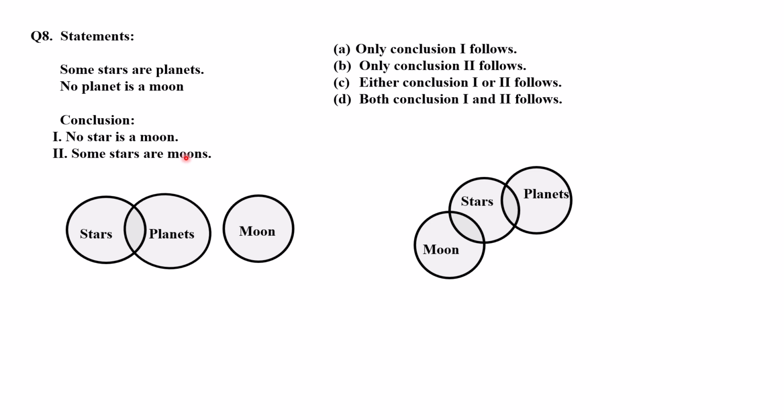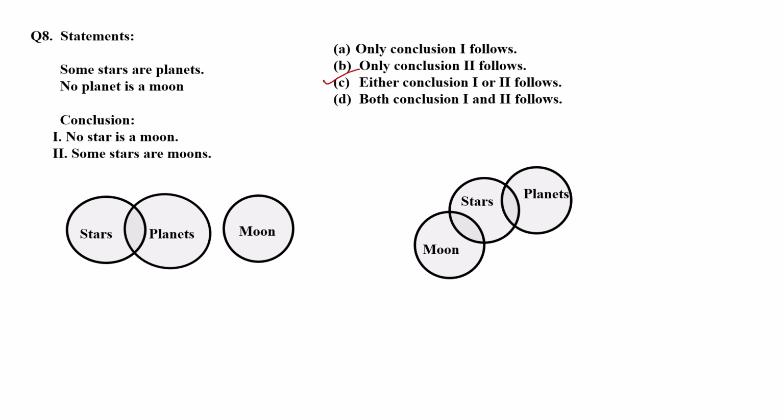Now conclusion is no star is a moon. So from the first it is correct, isn't it? From the first it is correct, no star is a moon, but from the second it is not correct. And the second option is some stars are moons. That is correct in the second one. So in such a case, at a time only one conclusion will follow. Either you will take this case or this case. So if you take the first case, no star is a moon follows. But if you take the second case, some stars are moons will follow. So if you see the options, the C option, either conclusion 1 or 2 follows. This is the only correct one because from these two, any one will be correct, isn't it? So the correct answer is option C.